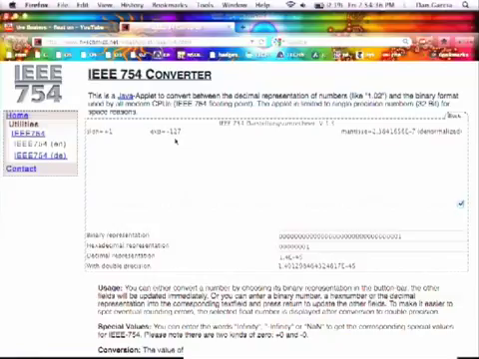Is that awesome? Here's what's cool about this applet. I could have just typed a 1 and it would give me the answer. So how about a 2? That's 2.